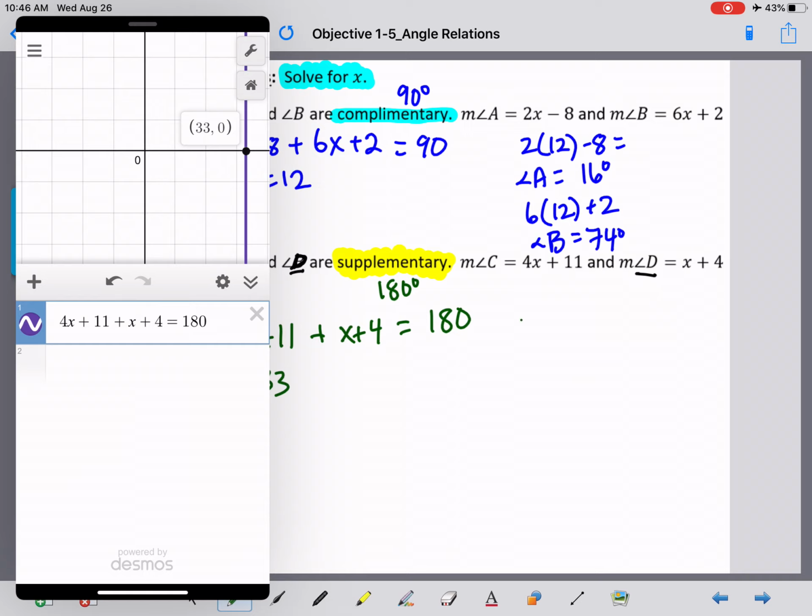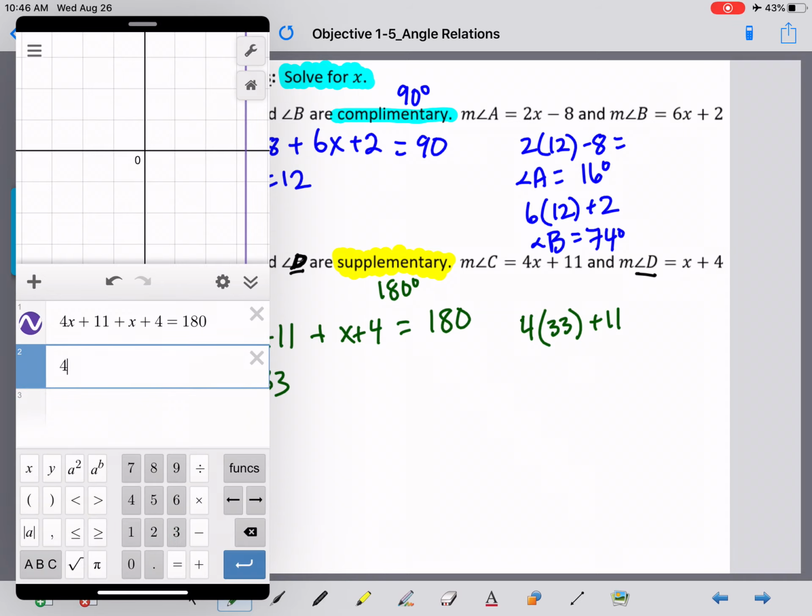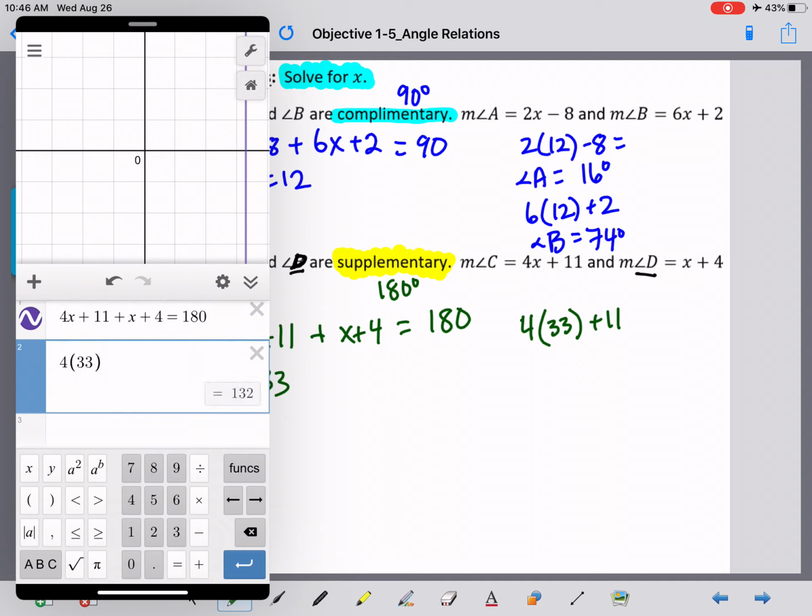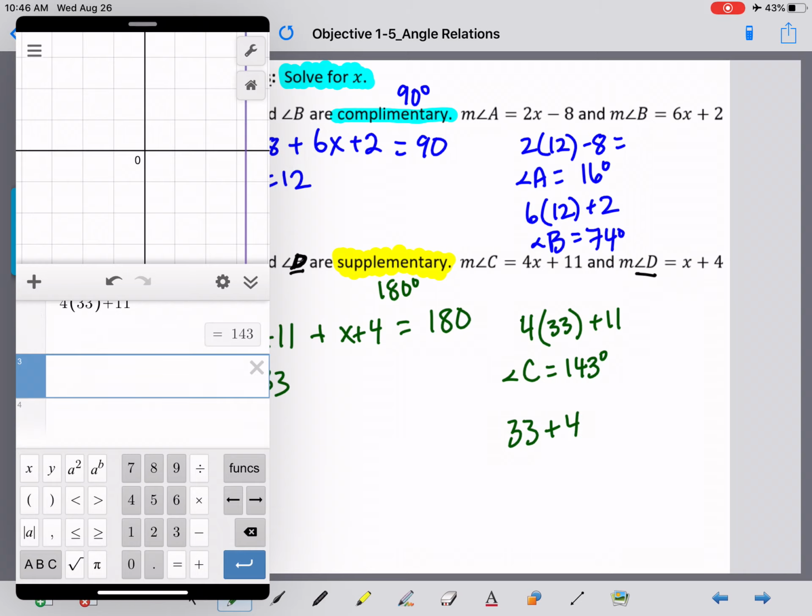So C was 4 times x plus 11. So 4 times 33 plus 11 is 143. So angle C is 143 degrees. And D is just simply 33 plus 4, which is 37. So angle D equals 37 degrees.